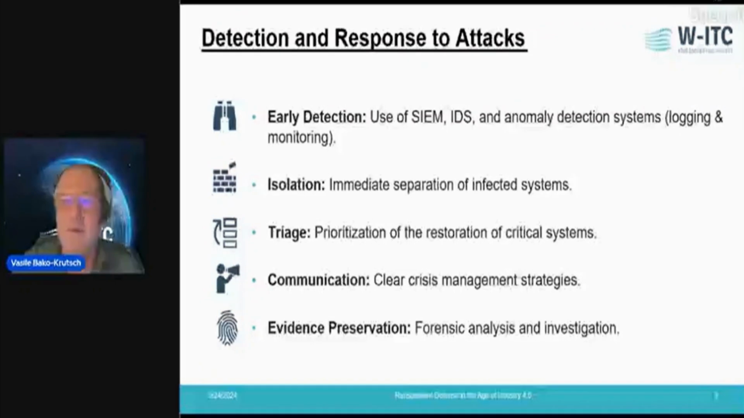An example of rapid isolation would be, as I said, the immediate disconnection of the infected computer from the network, and this will prevent the ransomware from spreading to other systems. Furthermore, organizations should have predefined incident response plans.